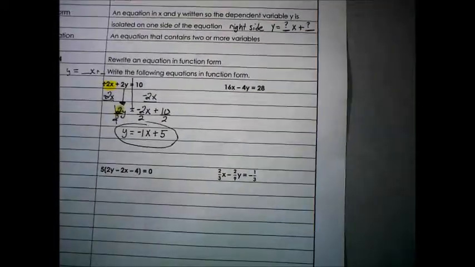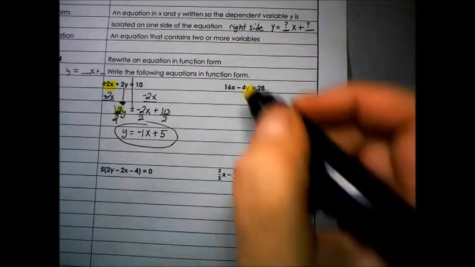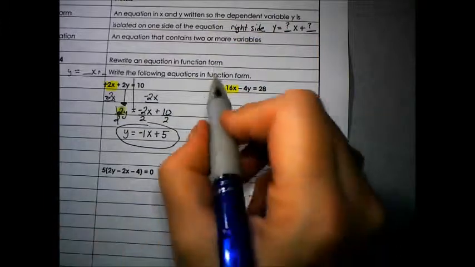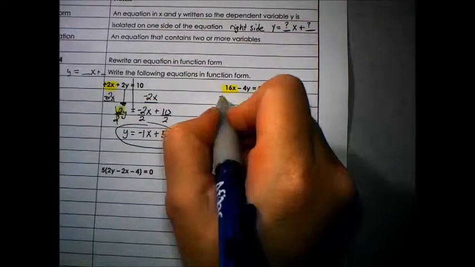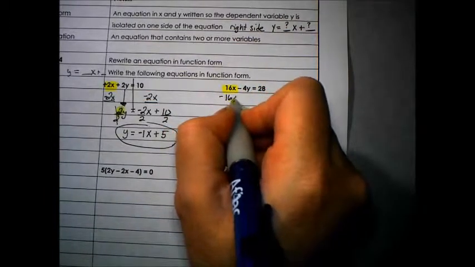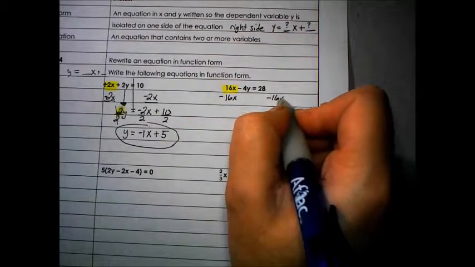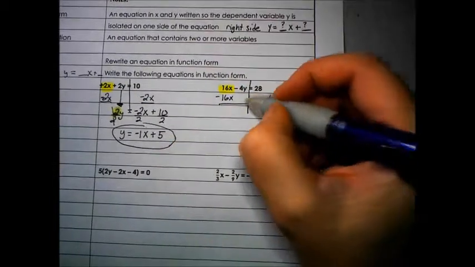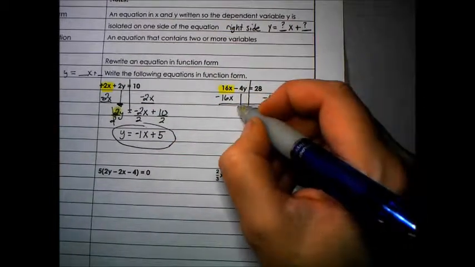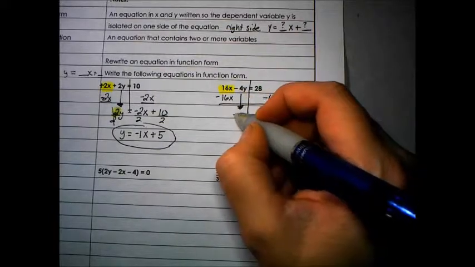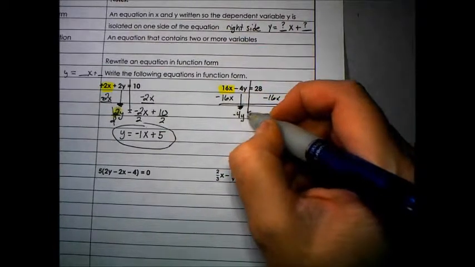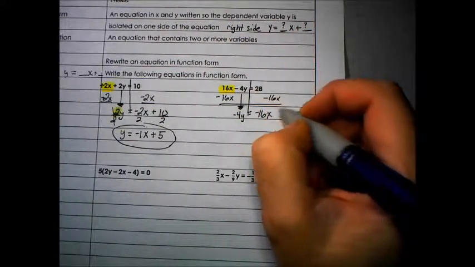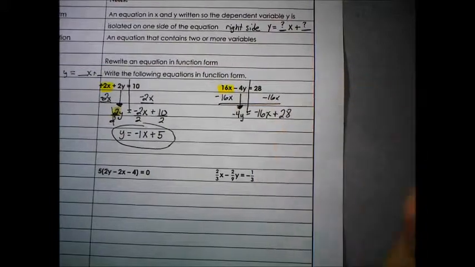Okay, if I go just to the left, I'm sorry, to the right, I notice I have 16x. I need to move the 16x to the other side. So that means I'm going to subtract 16x. Okay, I'm going to bring down the negative 4y. And then I'm going to slide the negative 16x in the front position and the 28 behind.